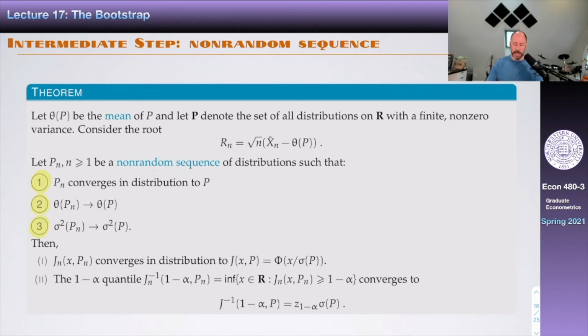So I'm just telling you, suppose that we have a sequence of distributions Pn. What is this? We don't know. I'm just telling you that it's a theoretical object, and this object satisfies 3 properties, these 3 that I'm listing here. Then if this happens, we have 2 results. The first one says J_n(x, Pn) converges in distribution to J(x, P). And the second one is that the 1 minus alpha quantile of this distribution that has Pn converges to the 1 minus alpha quantile of the limiting object.